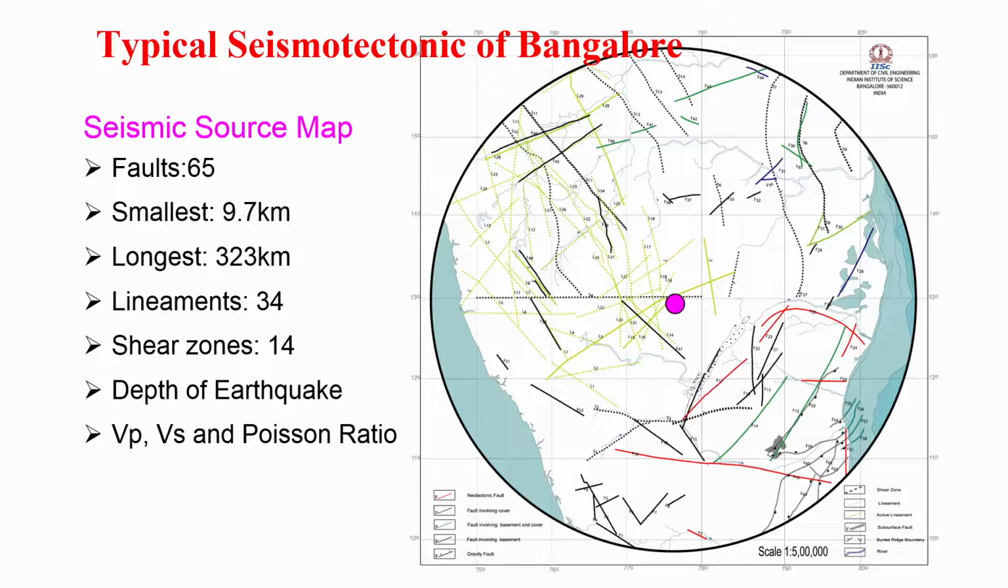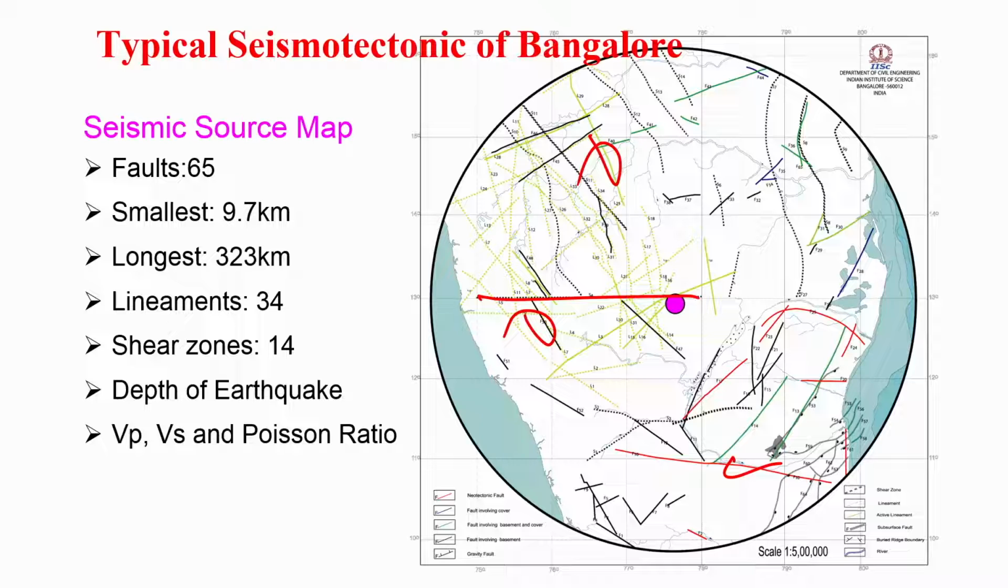So this is actually a typical seismotectonic map, a source map, again for Bangalore. Here you can see we have used a neotectonic fault. This one is a fault involving the cover. Then some faults that are not hidden are faults involving the basement and cover, the green one. Then the fault involving the basement, and other types. Like that we have different types of shear zones, the shear zone, and lineaments. So all this information has to be compiled.